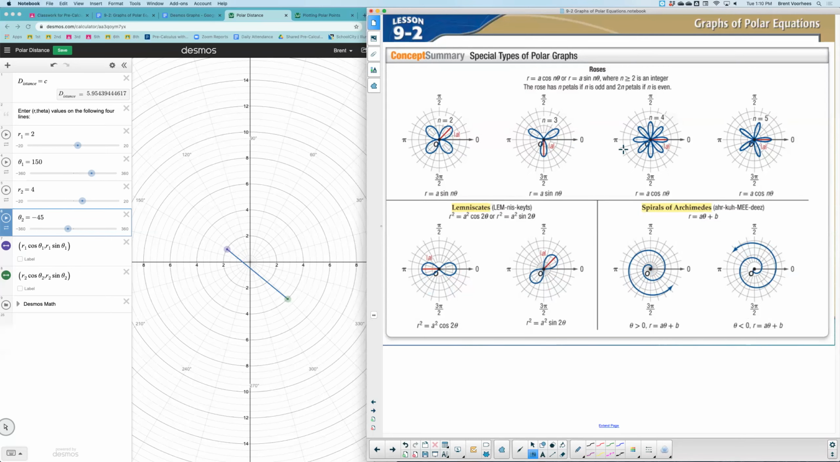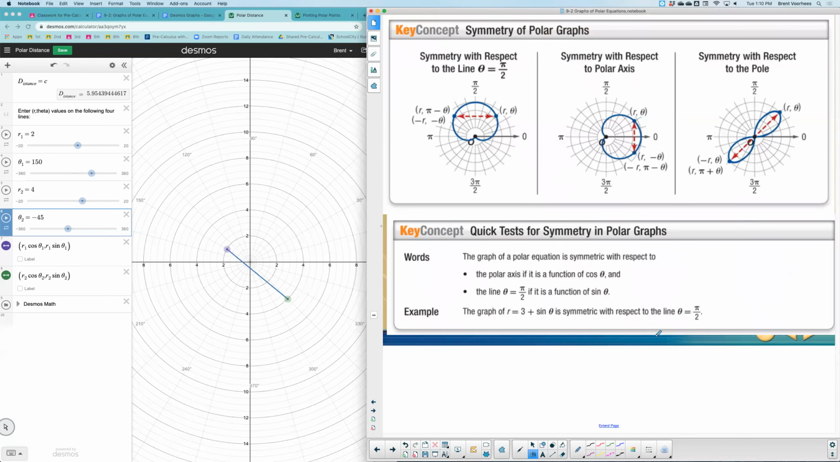We're also going to see roses today. And lemniscates, it looks like an 8, makes it easy. Lemniscate looks like an 8, rhymes. And then we'll see spirals, as well as circles, if I didn't mention that already. And we'll talk about some symmetry as we go along.